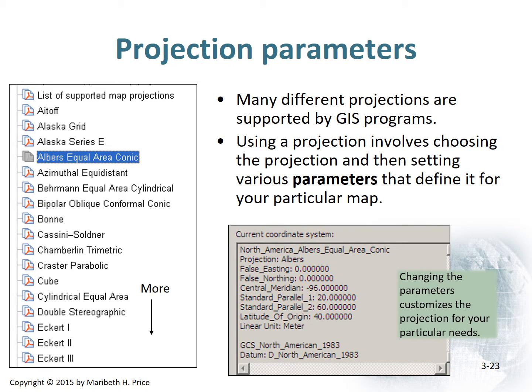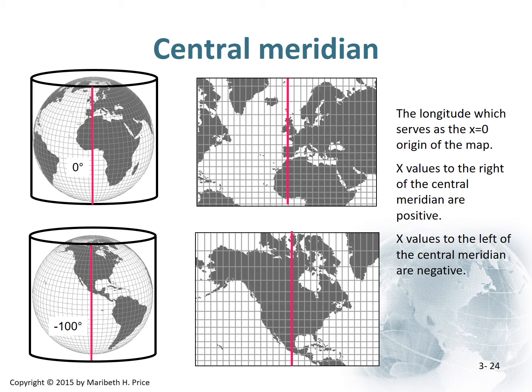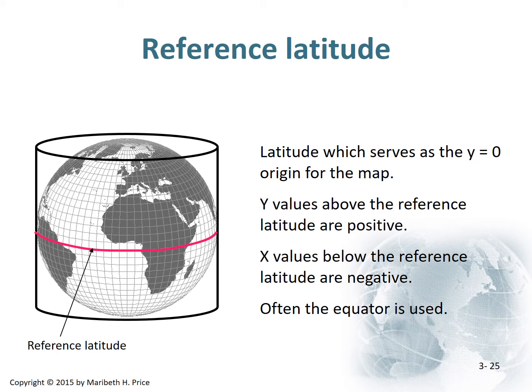Every projection has various parameters like the false easting, false northing, central meridian, standard parallels, etc. Central meridian is that line of longitude that serves as 0 or the origin on a map. Reference latitude typically is the equator, the one that we use for the other measurement.